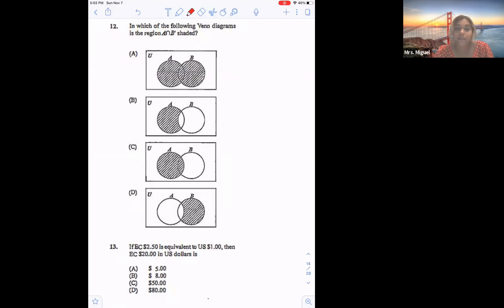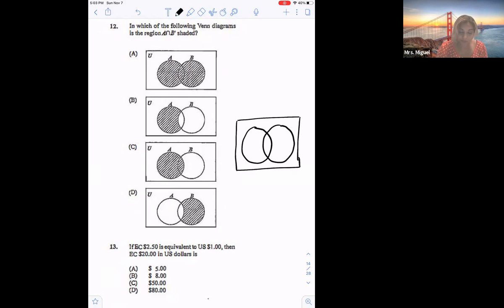In which of the following diagrams is the region A intersect B complement shaded? So we want A intersect B complement. First we can shade B complement. So if we shade B complement in the Venn diagram, all right. So here's what. I'm giving you 2 minutes, do 12 and 13. Try 12 and 13, and then I will do it.